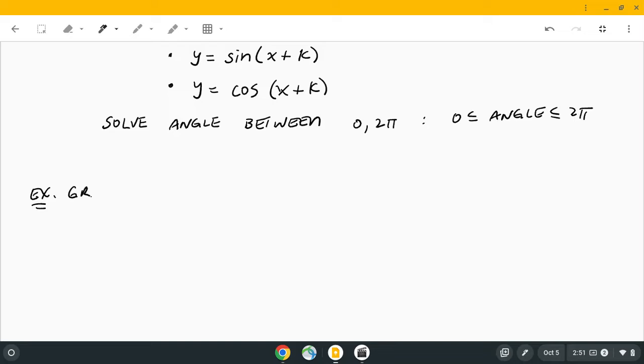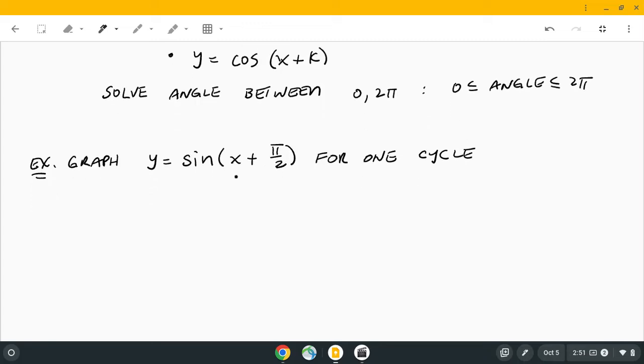So let's go ahead and graph y equals sine of (x plus pi over 2) for one cycle. Normally we get one cycle between 0 and 2 pi, but because we're messing around with the angle here, the 0 to 2 pi is going to change. You don't have to copy this down. This is just to help you refresh your memory.